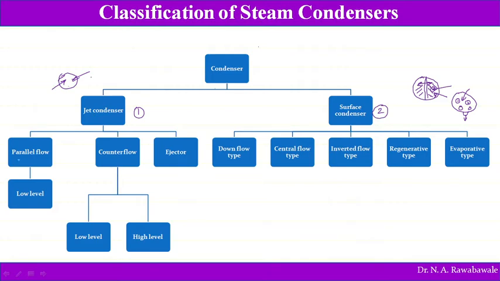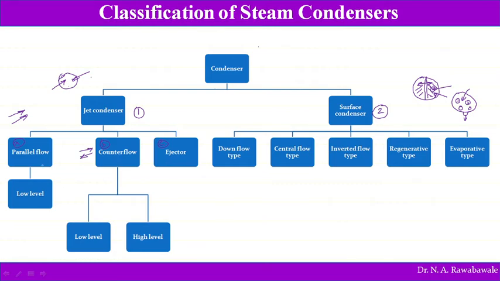The first one is parallel flow, the second one is counter flow, and the third one is ejector type. Parallel flow means both fluids, that is steam and cooling water, flow in the same direction. In a counter flow condenser, both flow in opposite directions: steam flows in one direction and water flows in the other. Ejector type means the steam is sucked in because of a pressure difference, and that pressure difference is created by passing steam through a nozzle.